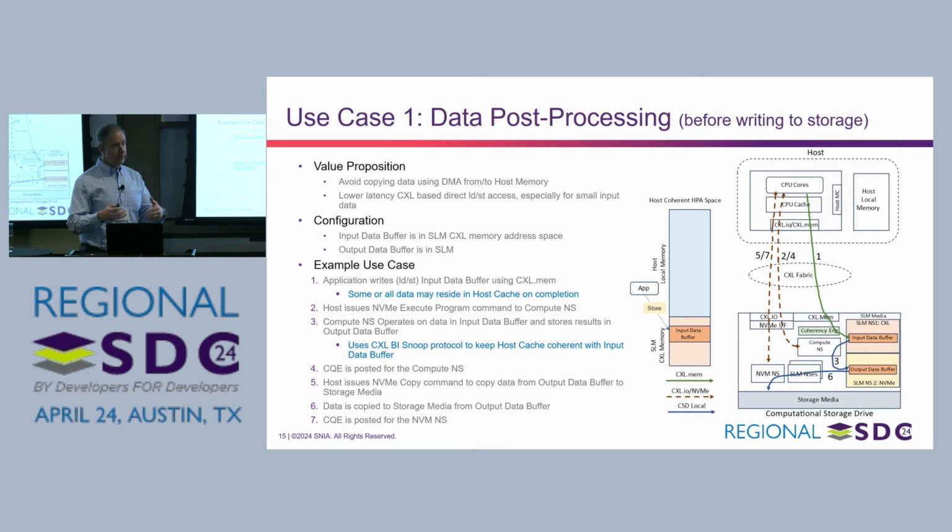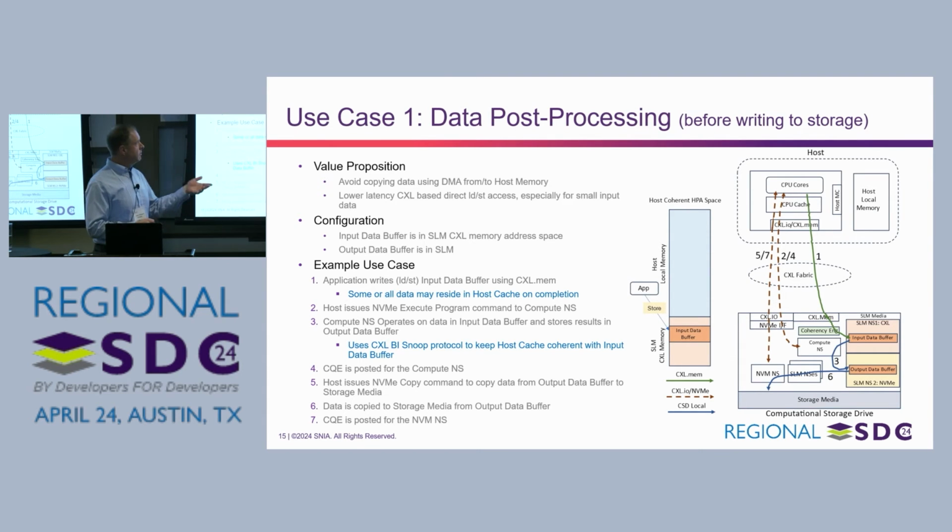So basically, if we walk through the example, the application is going to do a write to the input data buffer using CXL.mem. At the end of that, some or all of the data may still be in the host cache. That's okay. Then when the host is done writing that data, it'll issue an NVMe execute program command to the compute namespace. And the intent, obviously, is that that compute namespace is going to operate on the data that's in the input buffer, write it to the output buffer, and perform that manipulation or operation that we want done before we write that data to storage.